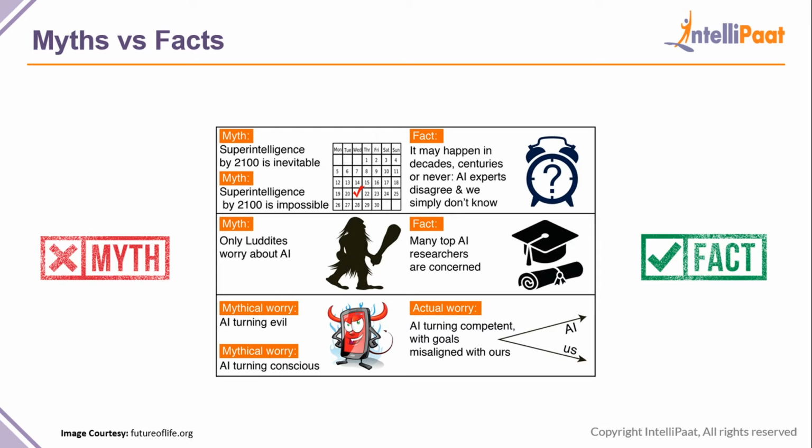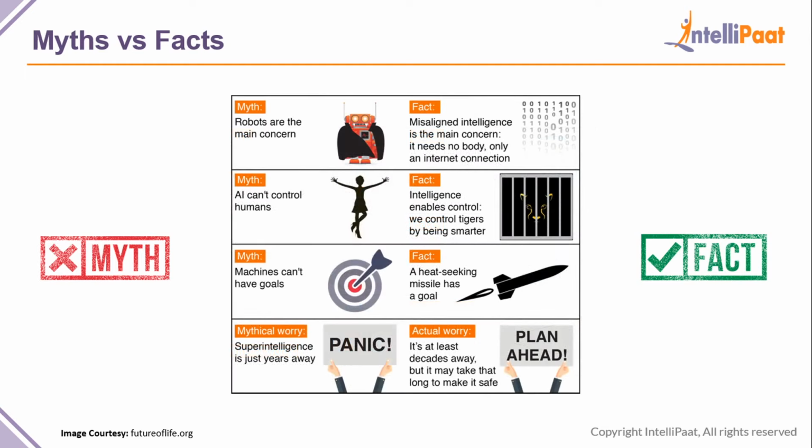And then coming to AI becoming evil, AI becoming conscious, well, not really, because AI turning competent will have goals like ours, and when this goal goes on to misalign with our goal, that is when we have to worry, guys. And here are some more fun myths. That robots are the main concern. Well, not really, because misaligned intelligence is the main concern. AI does not require any body, it just needs one internet connection to spread throughout the world.